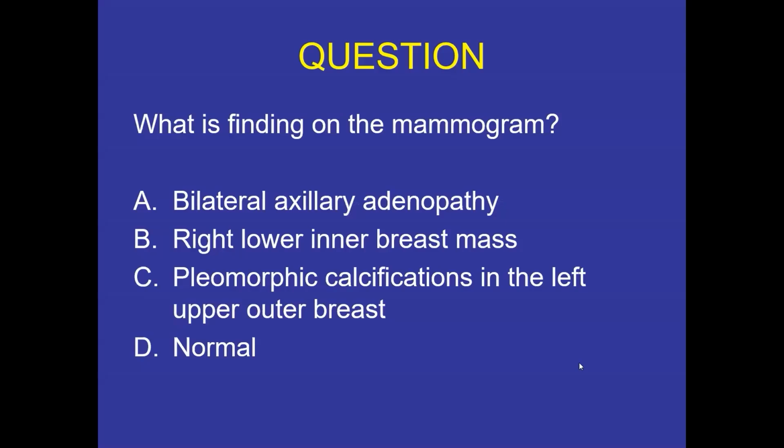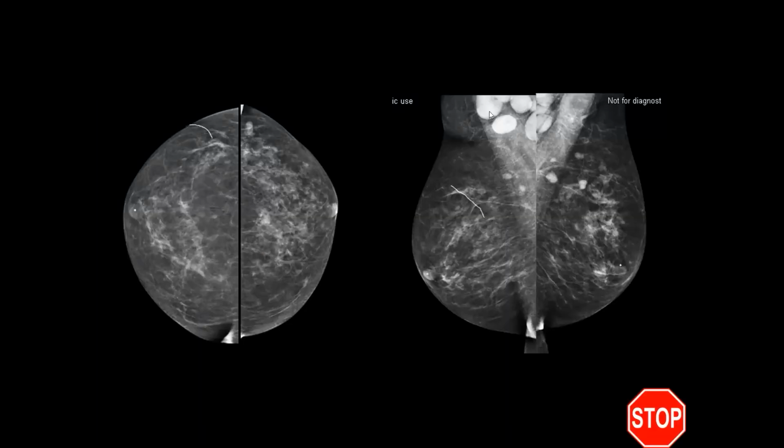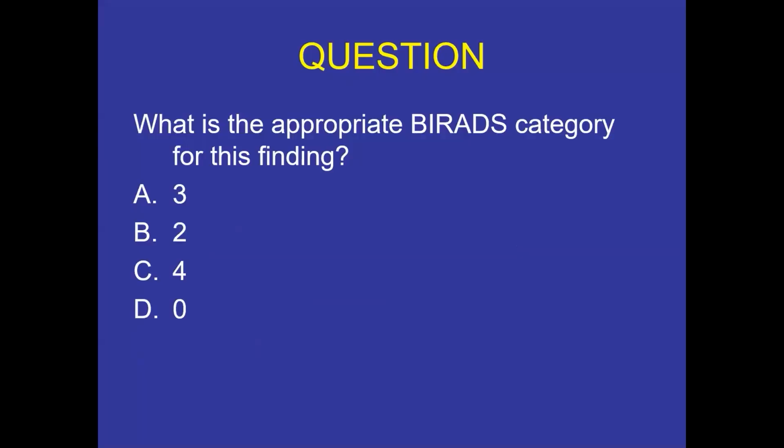Bilateral axillary adenopathy, correct. So I'll show you guys right here. We can see bilateral symmetric axillary adenopathy. They're enlarged, hard to see the hilum. So these are not normal. So bilateral axillary adenopathy is completely correct. What is the appropriate BI-RADS category for this finding? And please remember, this is a baseline mammogram, that we don't have another prior mammogram.